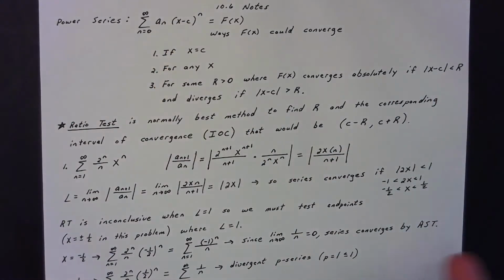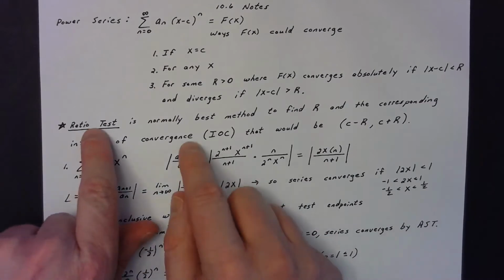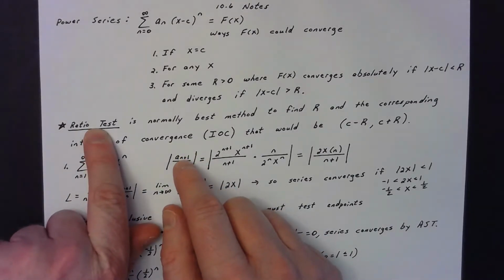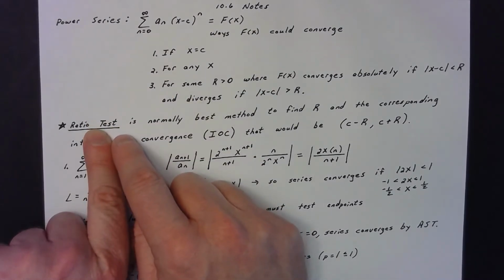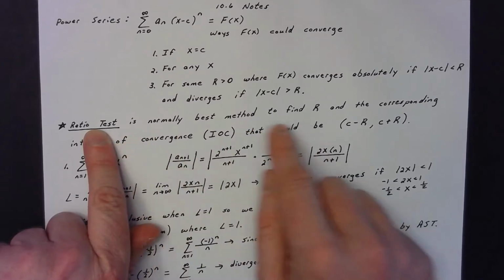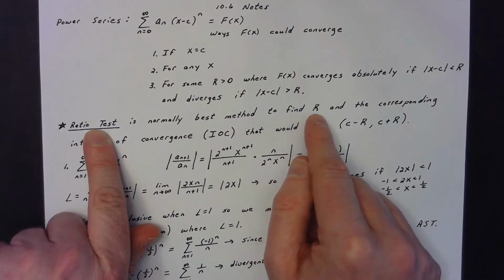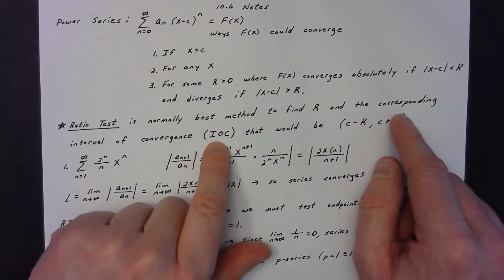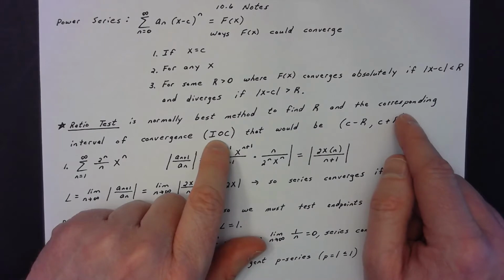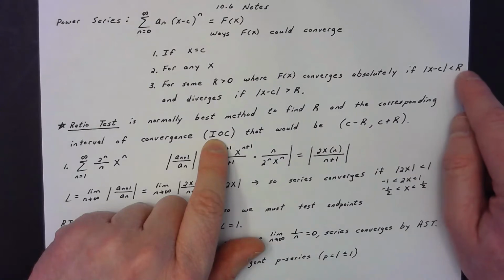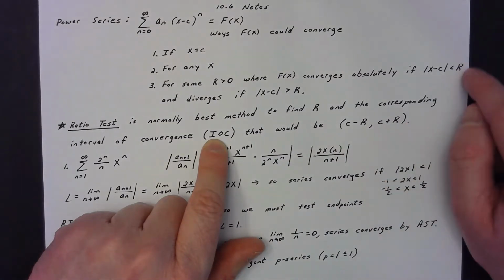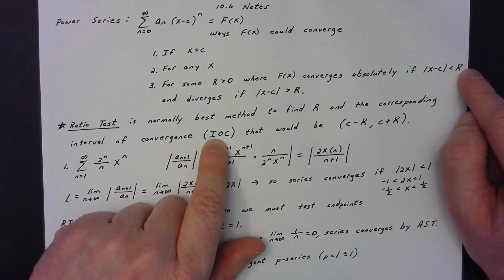Well, let's talk about how to find that value r. The most common way is to use the ratio test. So anytime you see power series, I would say 99% of the time, you're going to be using a ratio test to solve that power series. So I say ratio test is normally the best method to find r and the corresponding interval of convergence. That interval of convergence is going to be whatever value that we find c to be. It's going to be c minus r up to c plus r. R is going to be our radius of convergence. So it's how far away we can get from c.